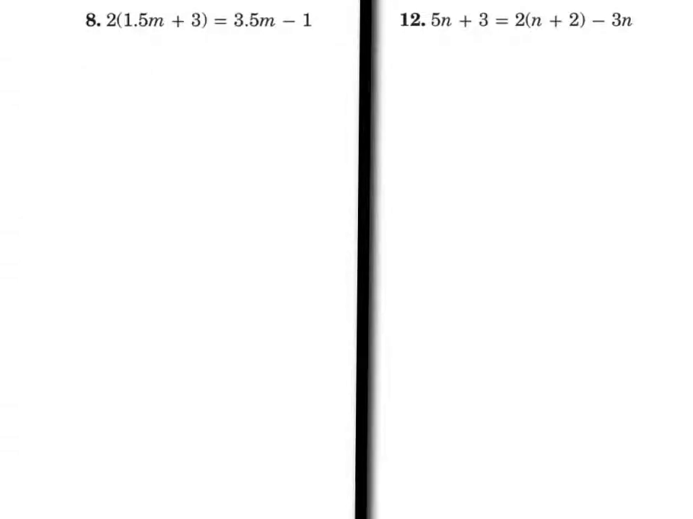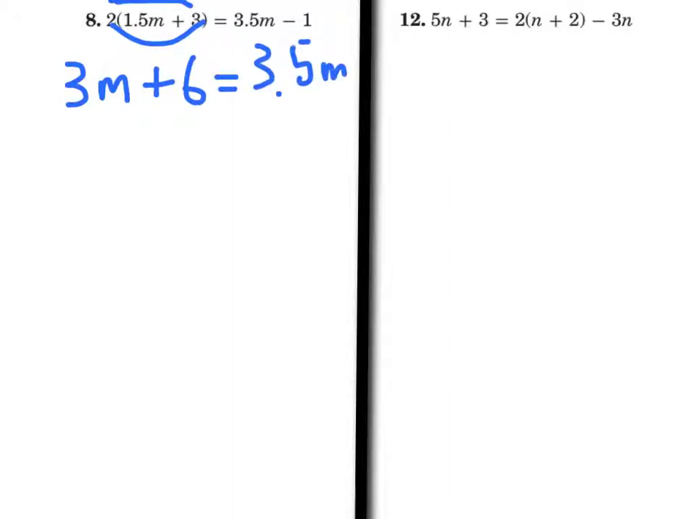All right, let's solve some equations with variables on both sides. So I want to distribute. So 2 times 1.5m, that's 3m. And then 2 times 3, that's 6, equals, and then I'll just carry this down, minus 1. All right, so now what I want to do is add 1 to both sides.